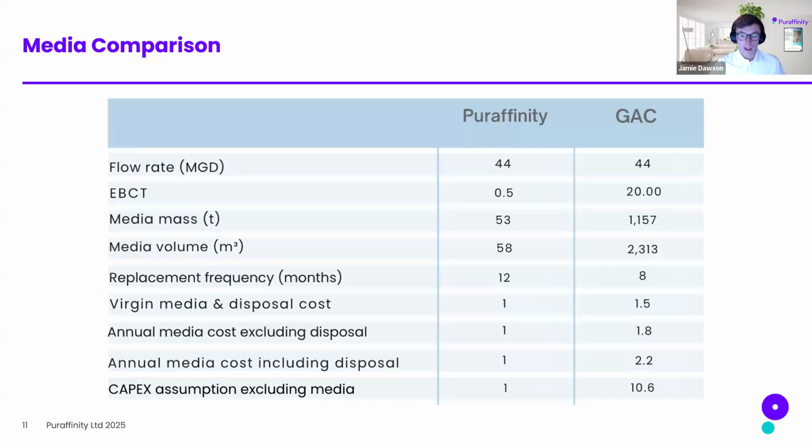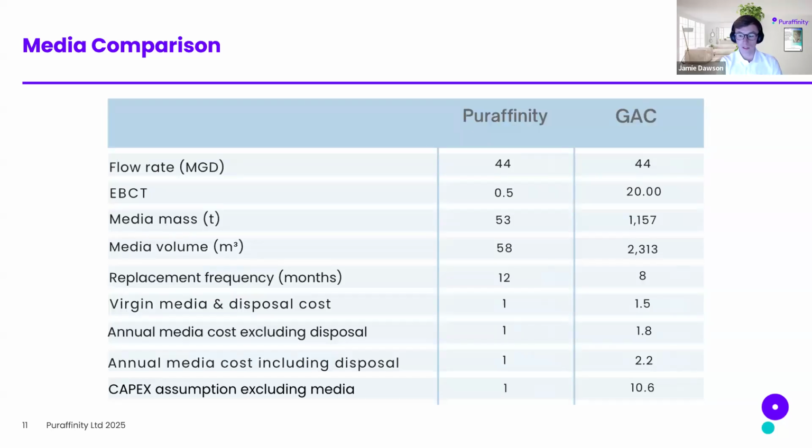So what does that actually mean at scale? This is a hypothetical case versus activated carbon on a very large 40 million gallon day site. We've used 30 seconds contact time for our media, 20 minutes contact time for the carbon, so sort of standard contact times for each product. And in terms of volume of media, that results in about 60 meters cube for Puraffinity and over 2,000 meters cube of activated carbon at that contact time.